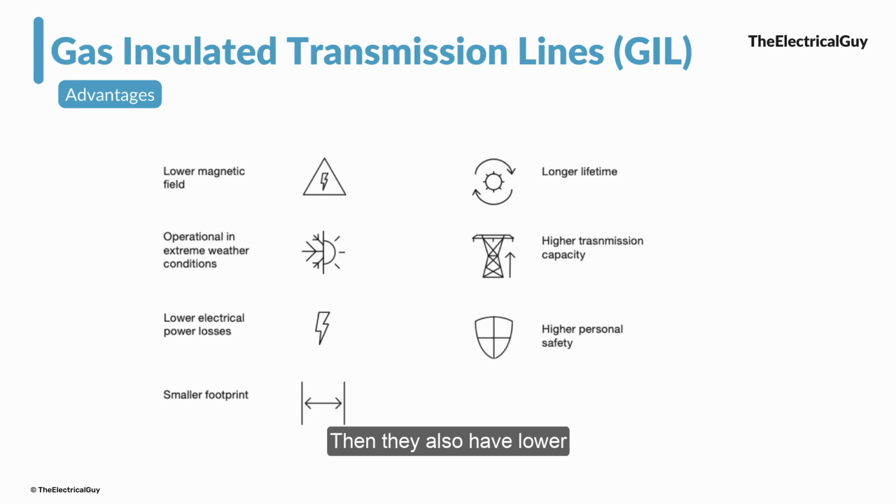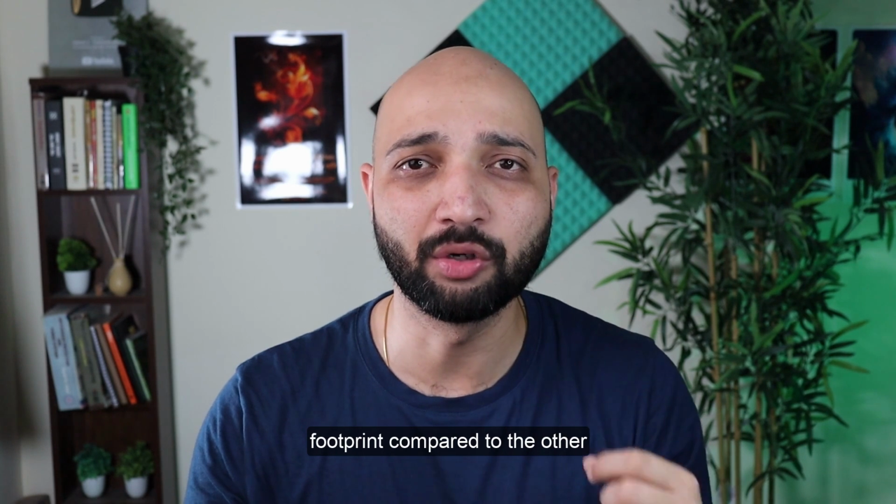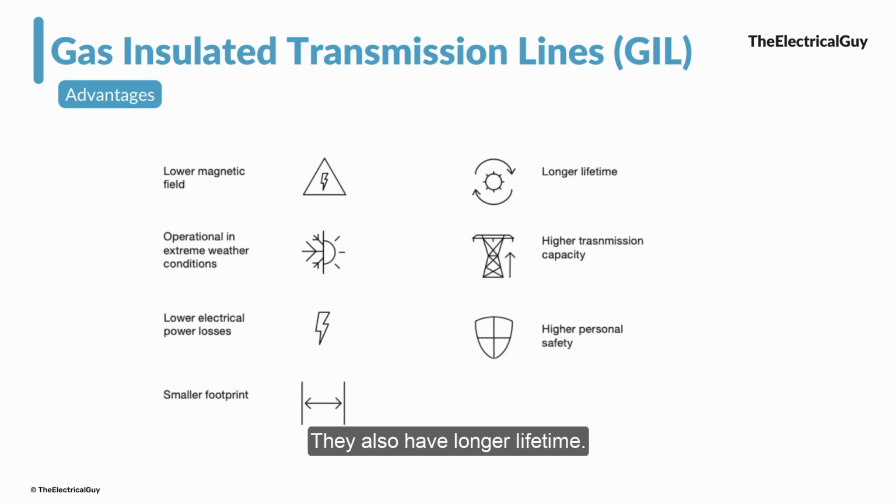Then they also have lower electrical losses. And since we are using SF6 gas as an insulating medium, the size of these lines is very small, which results in a smaller footprint compared to the other available technologies. They also have a longer lifetime. Their life is expected to be around 50+ years. Since the losses are less, the transmission capacity is also bigger when we compare it with the other available technologies.